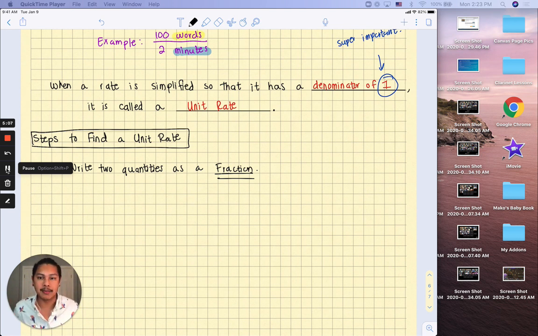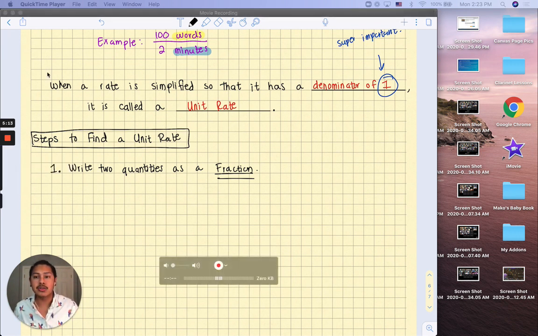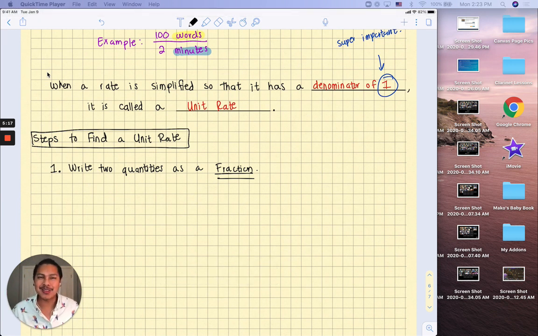The first step, good, pause the video, copy this down. The first step, you're going to write the two quantities as a fraction, and this is going to help us set up our calculation. Okay, so setting things up as a fraction is going to help us.